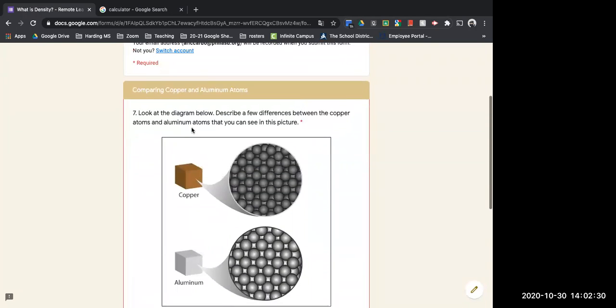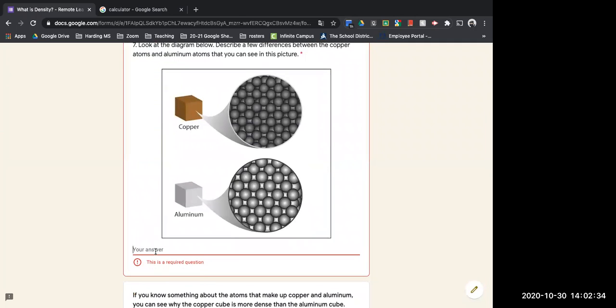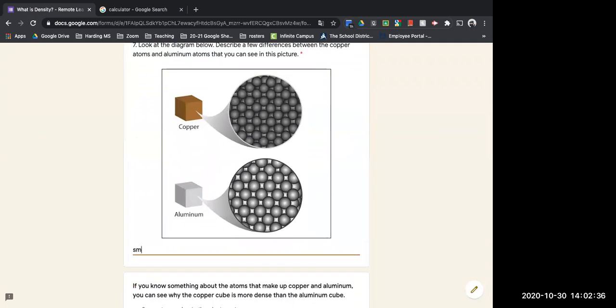Look at the diagram. Describe a few differences. Well, like it said, copper is smaller and more abundant than aluminum, which are bigger and more spaced out.